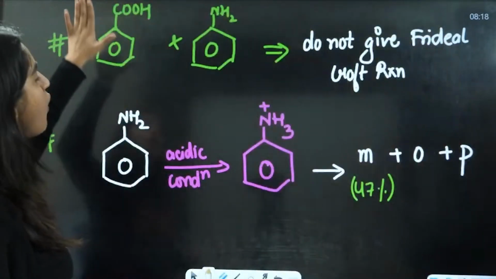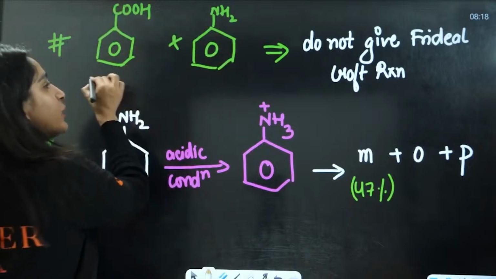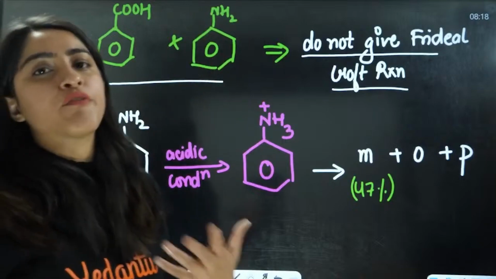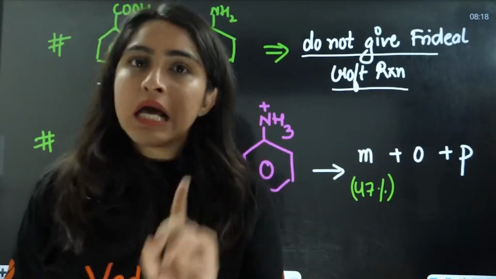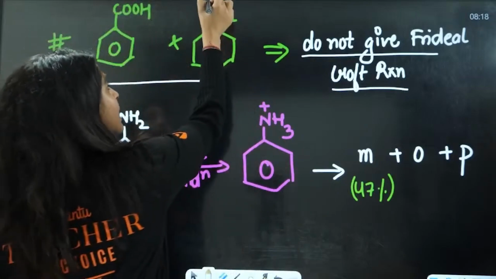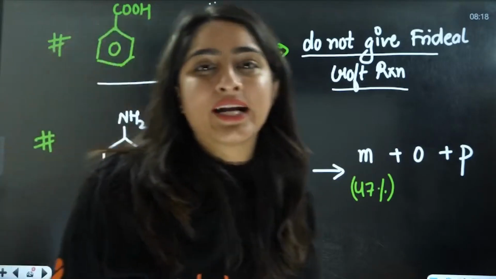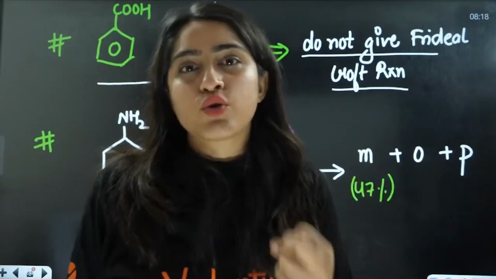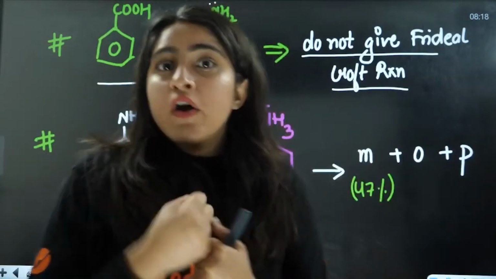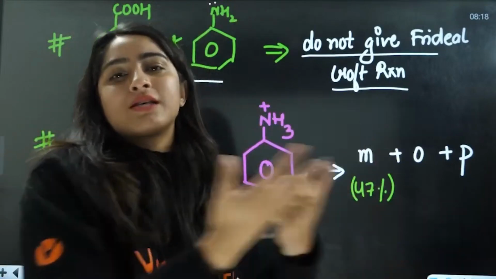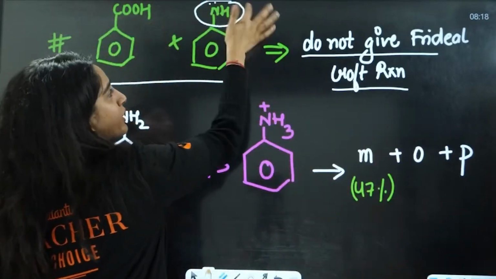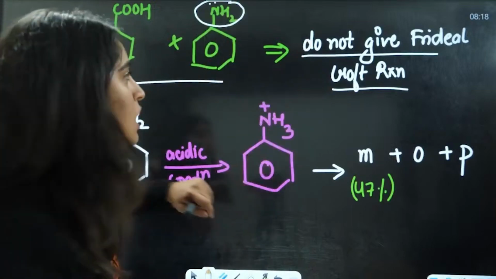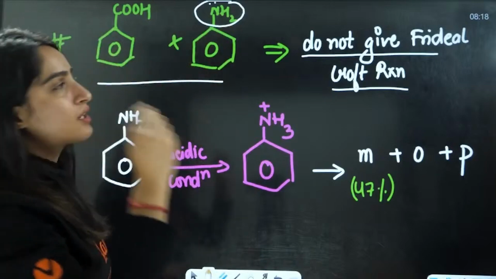Now, this COOH and NH2 do not give the Friedel-Crafts reaction, because in the Friedel-Crafts reaction you have a Lewis acid, which is electron deficient. Here, this nitrogen is not so electronegative as compared to the oxygen in phenol. Oxygen is very electronegative, so it is not going to donate electrons to the Lewis acid. But in this case, it is going to donate the electrons to the Lewis acid, that is AlCl3, which we use in Friedel-Crafts reactions. That is why it does not give any Friedel-Crafts reaction.